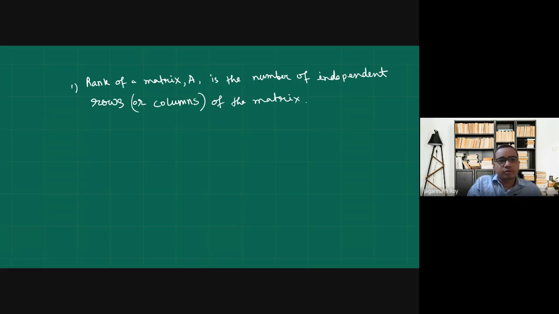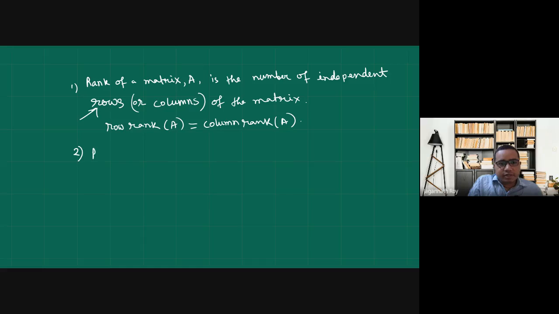Because there is one theorem, that the row rank of a matrix is equal to the column rank of A. So those two are the same. So we'll talk about only one at a time, either the number of independent rows, or the number of independent columns. Now there will be more than one definition, which are equivalent.